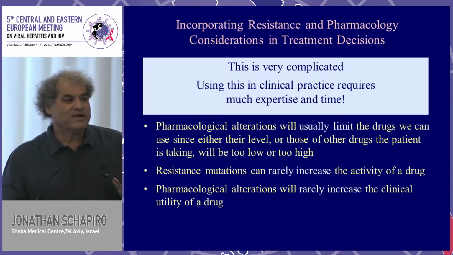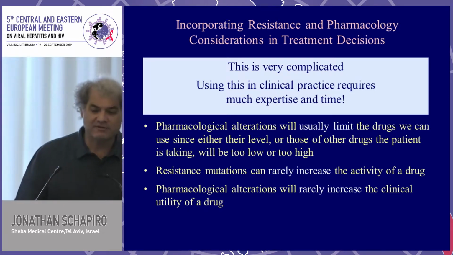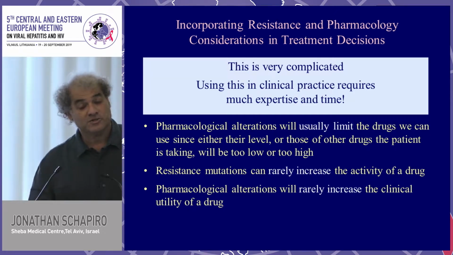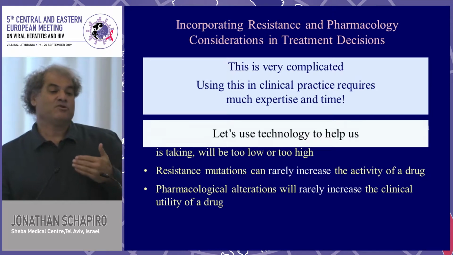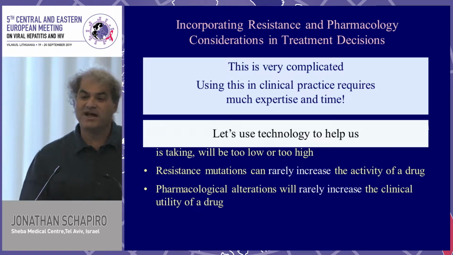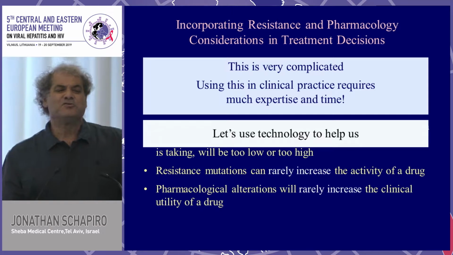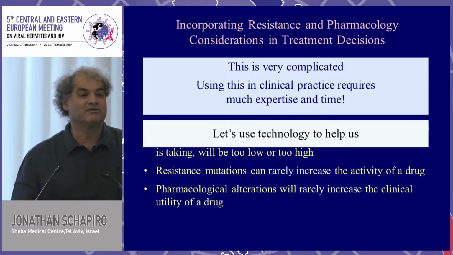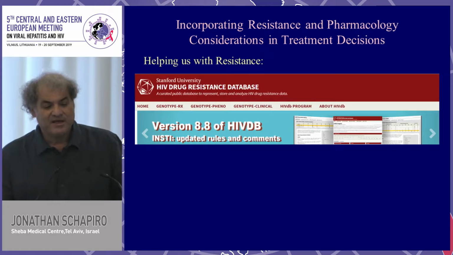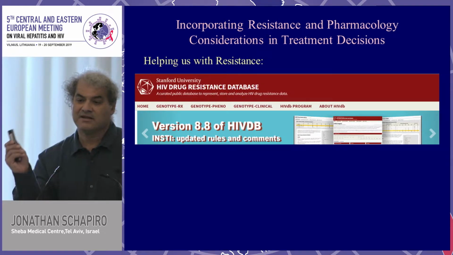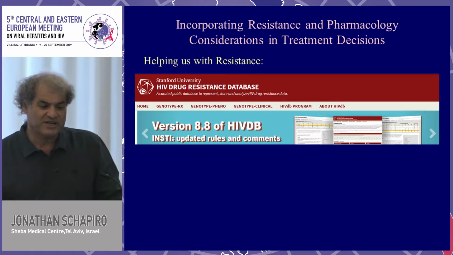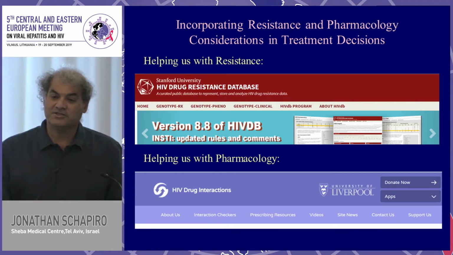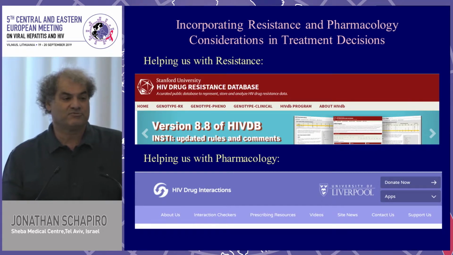Patients like this, we have to sit and go over all the interactions and look at all the mutations, and it's very time-consuming. So here, I think we want to have technology help us, not to replace us, but to do a lot of this hard work for us so we don't have to spend so much time and learn every single mutation. We have the Stanford database that I think some of you have used and have heard of, which helps us with resistance. And we have the Liverpool Pharmacology website and app, which helps us with drug-drug interactions.